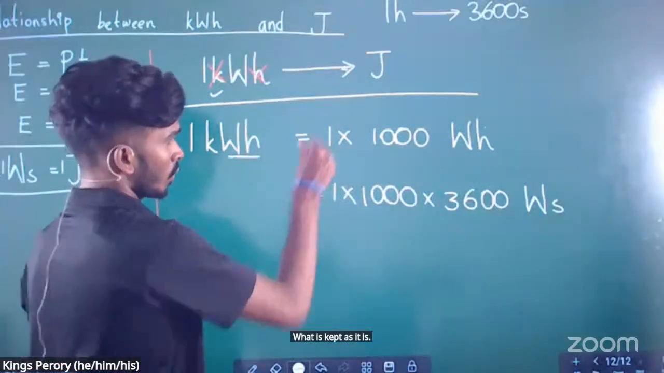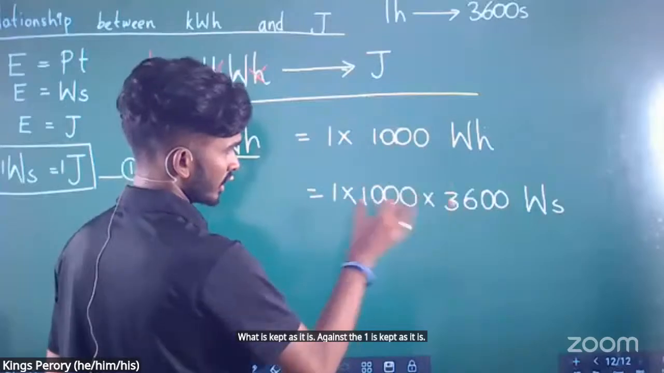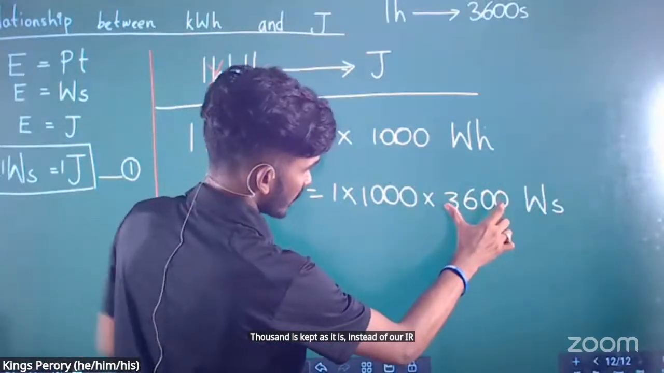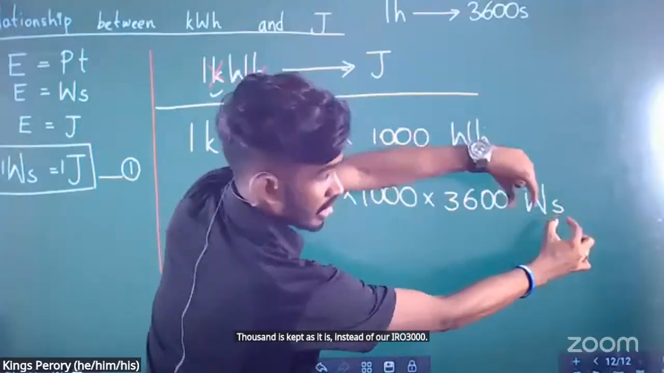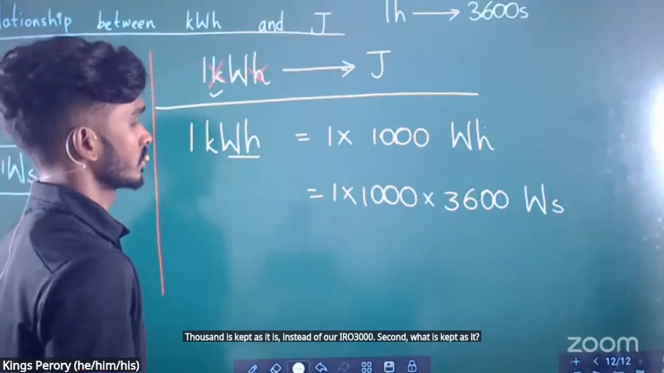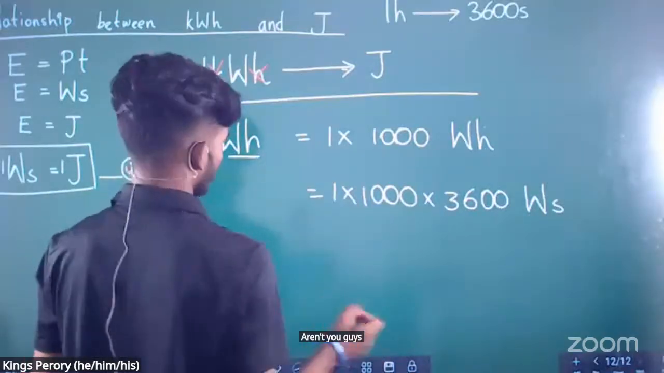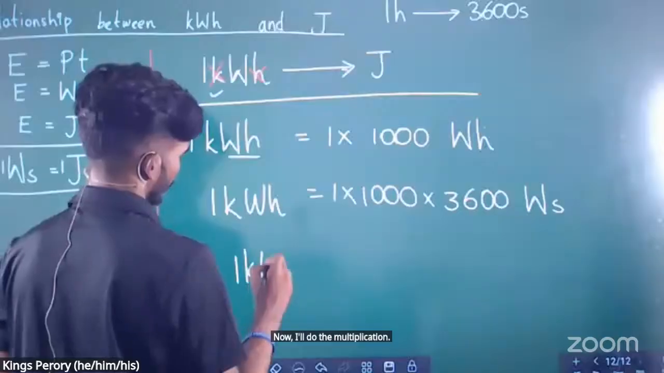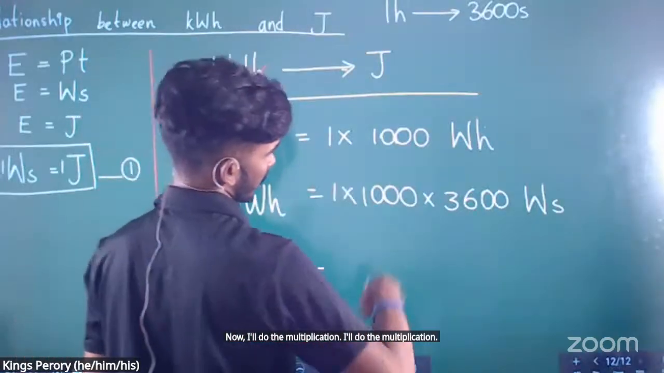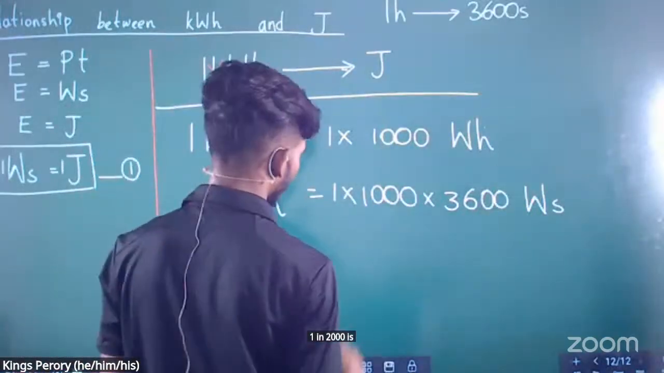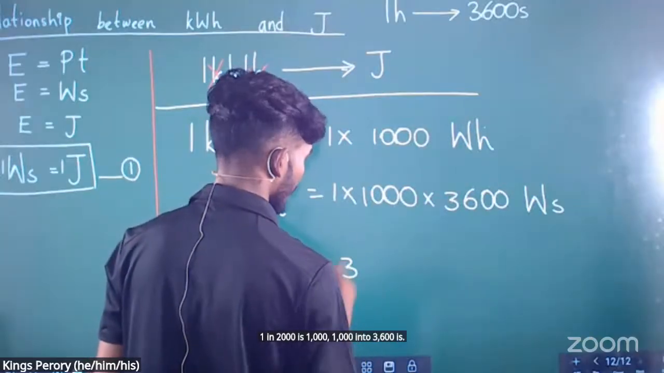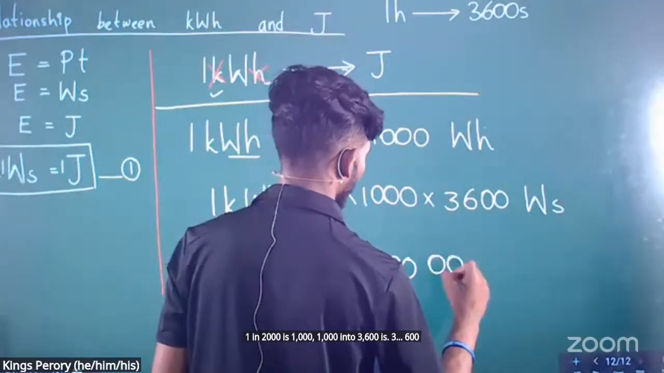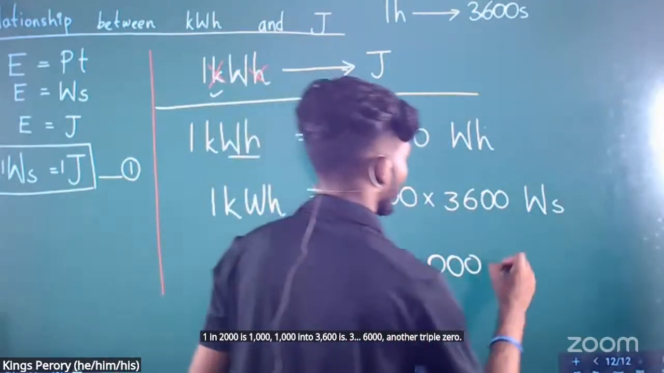Again, see, 1 is kept as it is. 1000 is kept as it is. Instead of hour, I wrote 3600. Watt second is kept as it is. Now I'll do the multiplication. 1 into 1000 is 1000. 1000 into 3600 is 3600 followed by three zeros. Then watt second.